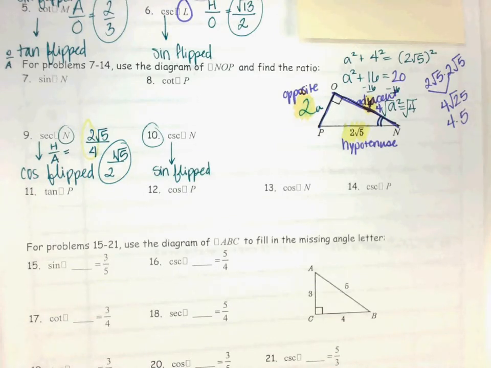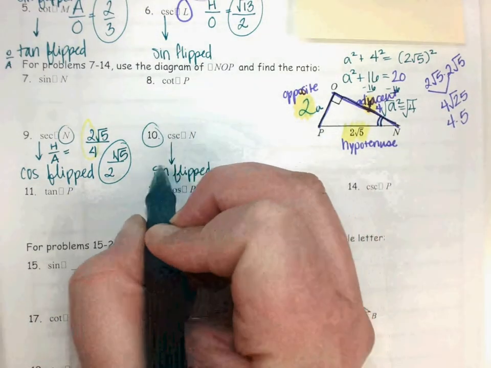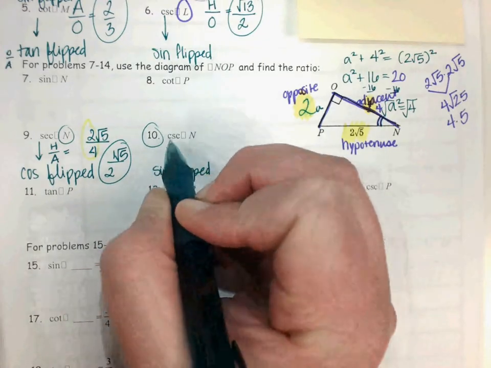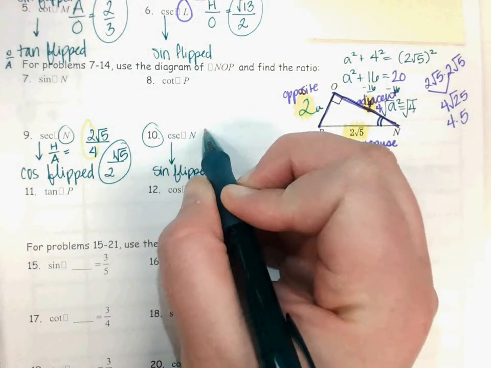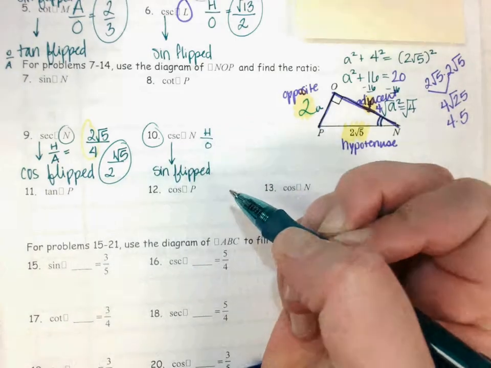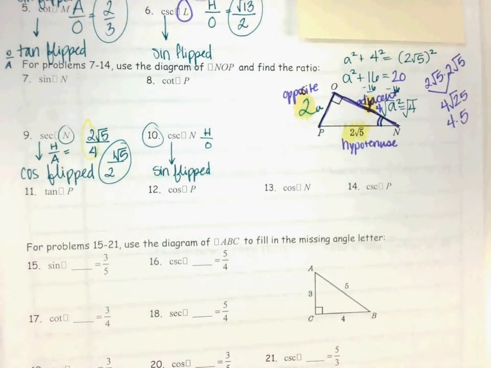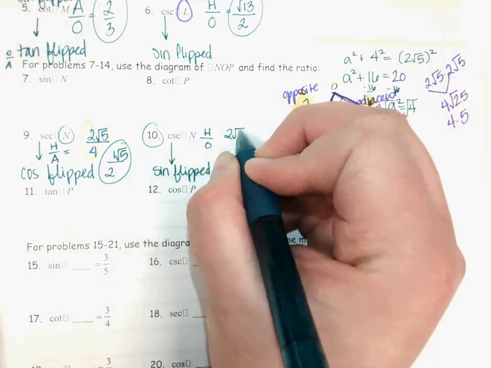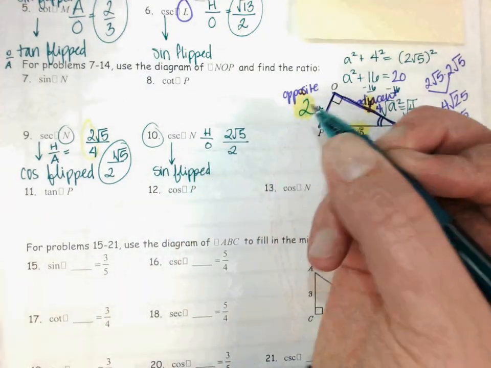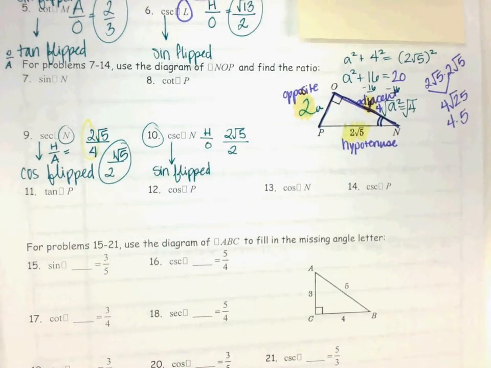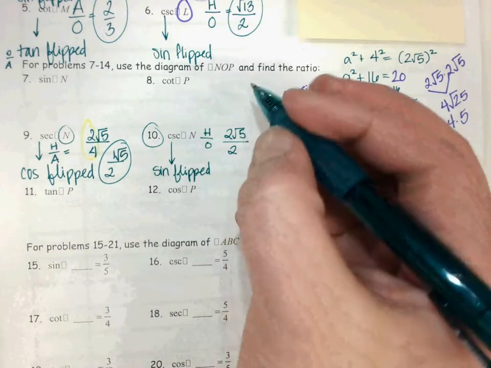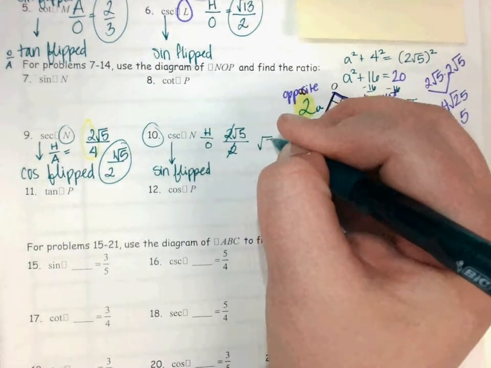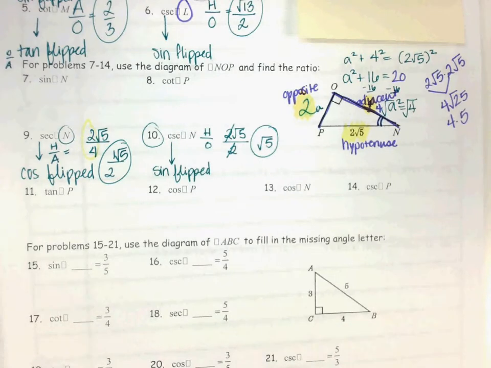Sine is opposite over hypotenuse. What is it when you flip it? What is cosecant? Hypotenuse over opposite. Then what's my hypotenuse? 2 root 5. What is my opposite? 2. And what happens if I have a 2 top and bottom? Cancel out. Your answer is just root 5.